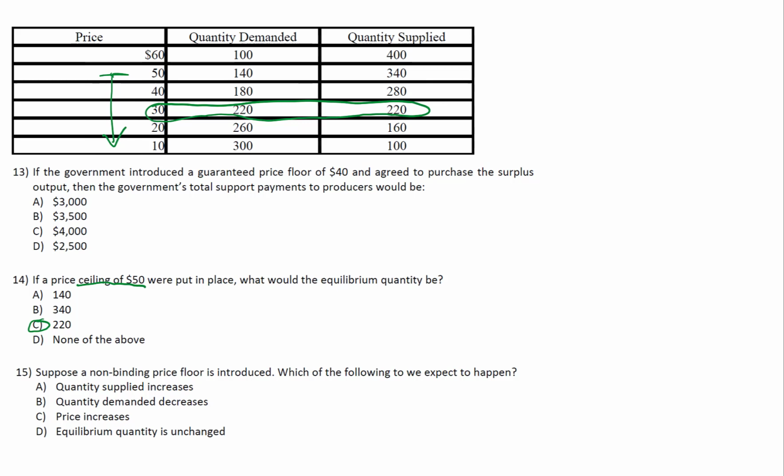When we have a non-binding price floor or a non-binding price ceiling, it is always the case that equilibrium quantity is unchanged.